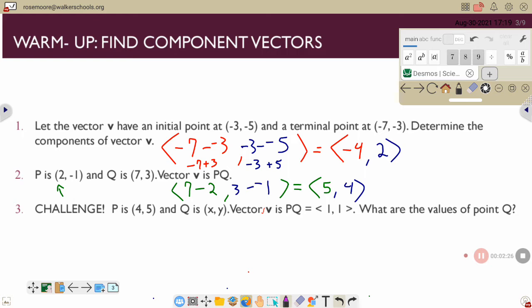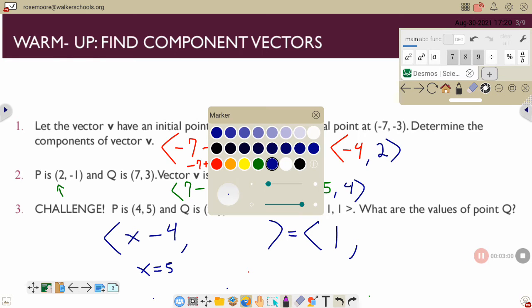All right, and last we have a challenge. P is the point (4, 5), and Q is (x, y). Vector v is PQ = <1, 1>. What are the values of point Q? So we know we would take the second x and subtract 4, right? And whatever we get from that, we should get 1. So what minus 4 is 1? Well, x would have to be 5.